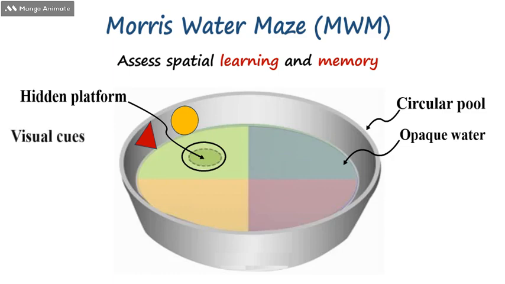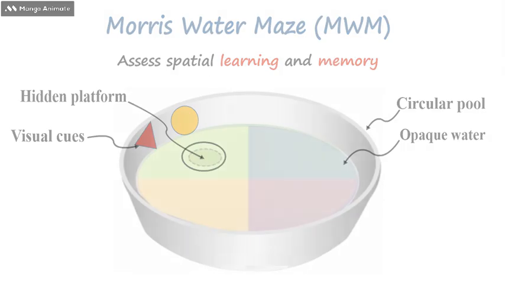So visual cues such as colored shapes must be used so that the animal can rely on them to learn and memorize the location of the hidden platform.